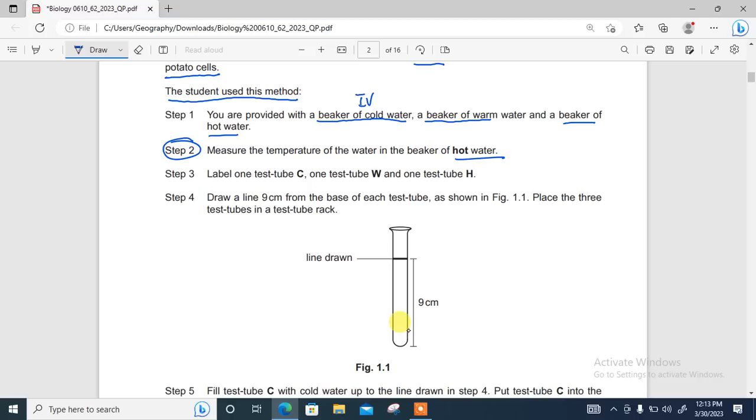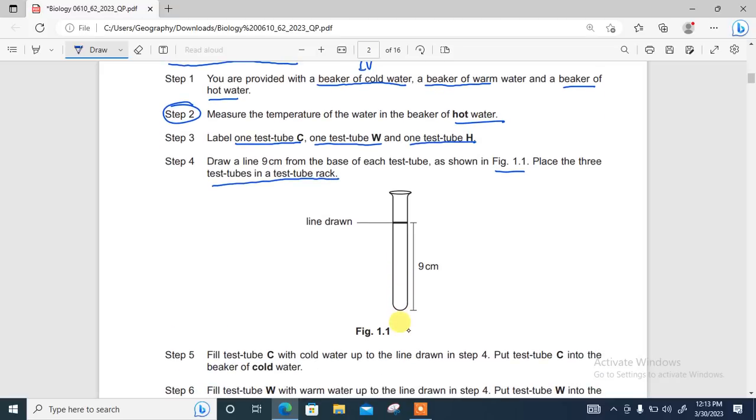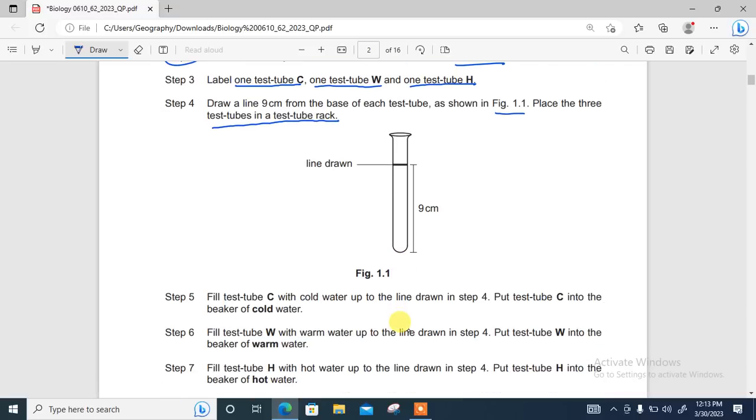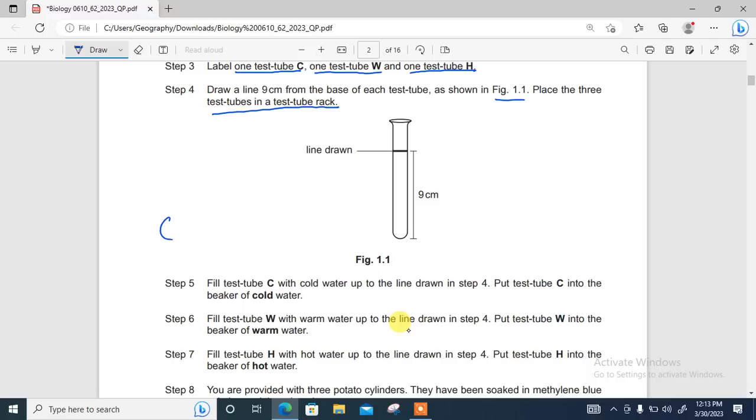Now in step 3, they say to label one test tube C, one test tube W, and another test tube H. Now draw a line that is 9 cm from the base of each test tube as shown in figure 1.1, and you place the 3 test tubes in the test tube rack. So you have a test tube, you draw from the base 9 cm, you place them inside the test tube rack. And so in this case, we have 3 test tubes: C, W, and H.